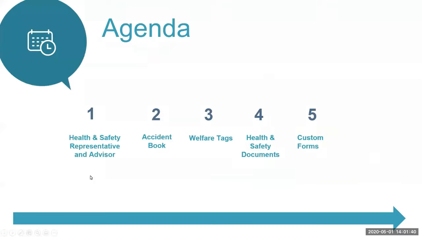So on the agenda today, we're going to look at the settings and what the health and safety representative and advisors roles are. We'll take a look at the actual tools themselves, so the accident book and the accident record. We're going to have a look at what welfare tags are, health and safety documents, and then also we'll look at the custom forms. Now, as Chris mentioned, we will have space at the end of the webinar for any questions that you may have.